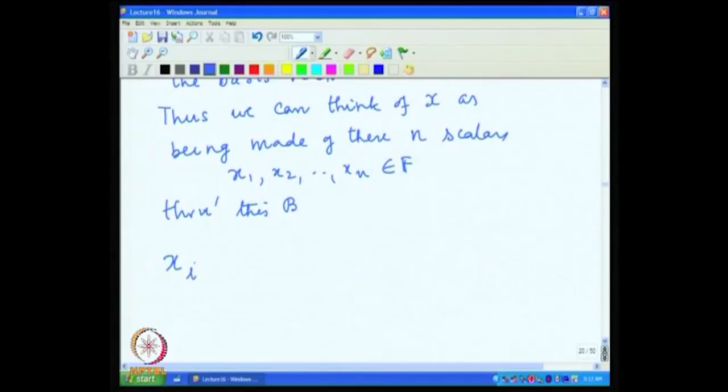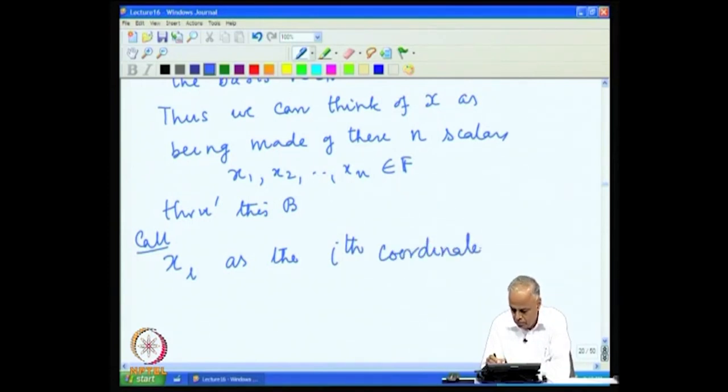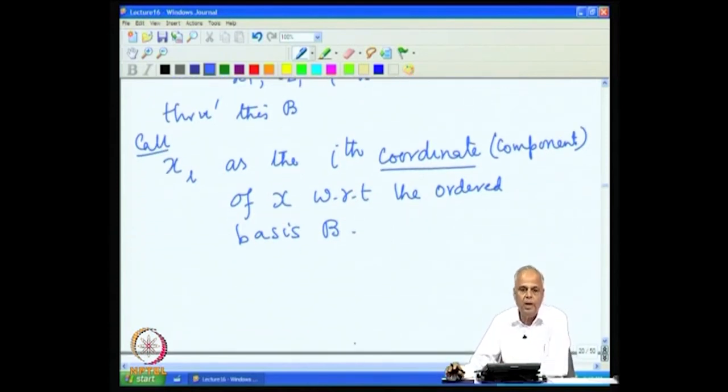So, we call xi the ith coordinate of the vector x with respect to the ordered basis, because the order is important. The moment you change the second to the third, then the second component will become the third component. It is also called the component or coordinate of x with respect to the ordered basis B. So, once we have an ordered basis B, then every vector in V can be converted into a set of n numbers or n scalars or n elements in the field F. Elements of the field are called scalars.